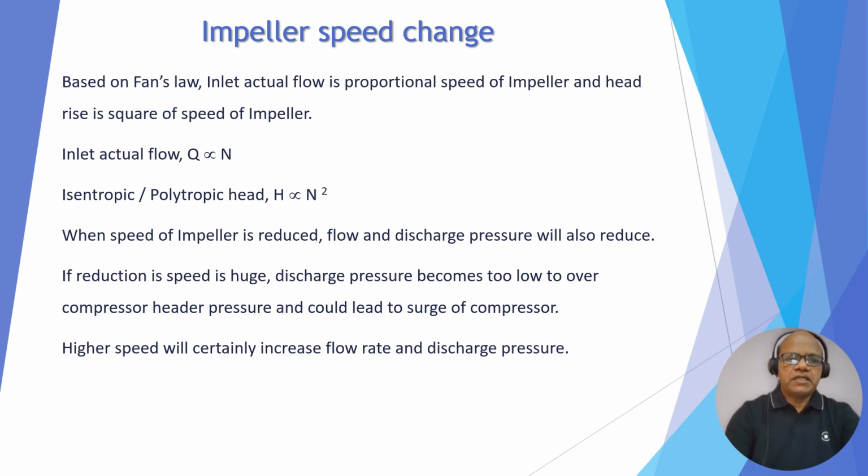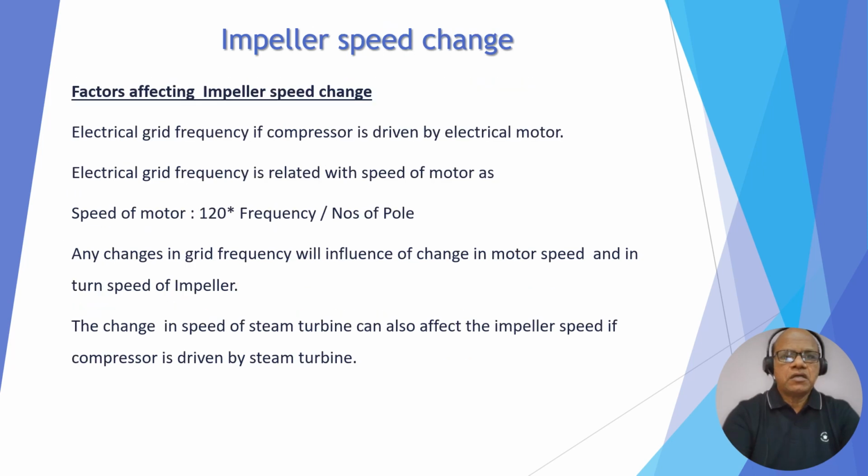If the reduction in speed is huge, discharge pressure becomes too low to overcome compressor header pressure and could lead to surging of compressor. Higher speed will certainly increase the flow rate and discharge pressure. So this is the summary for a speed change and impact on machine performance.